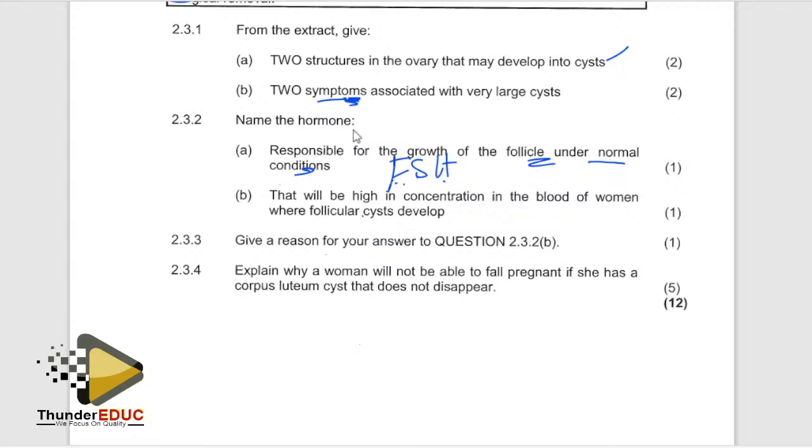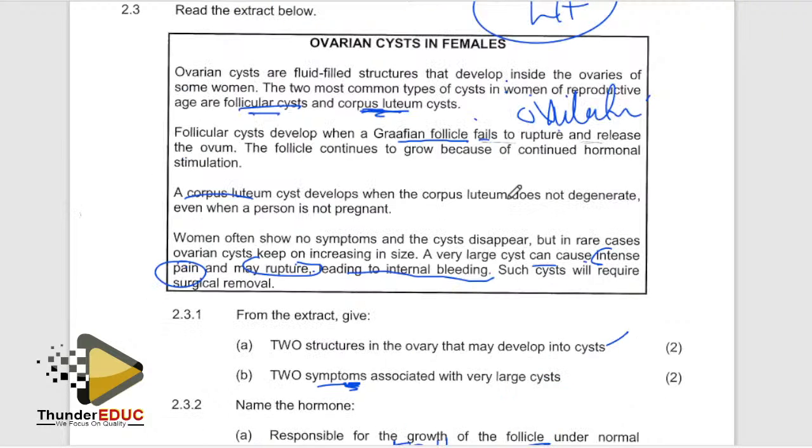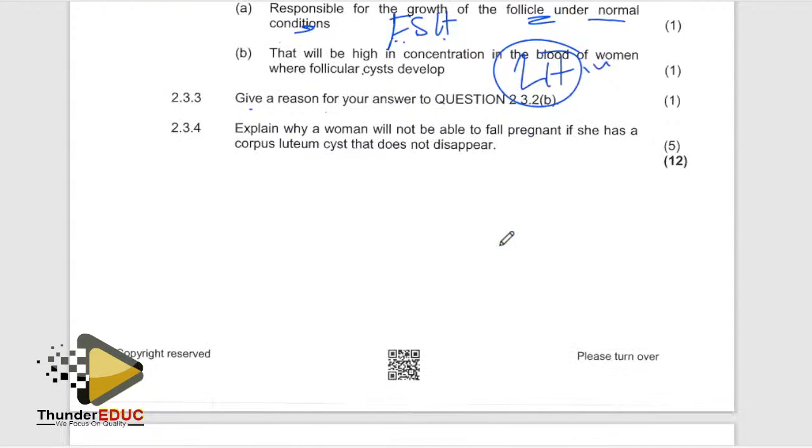Name 2 hormones that will have a high concentration. Yes, we say that it's luteinizing hormone. Give a reason why: because luteinizing hormone triggers ovulation. Yes, and then this one comes as a result of failure of ovulation to occur. So it triggers ovulation basically.